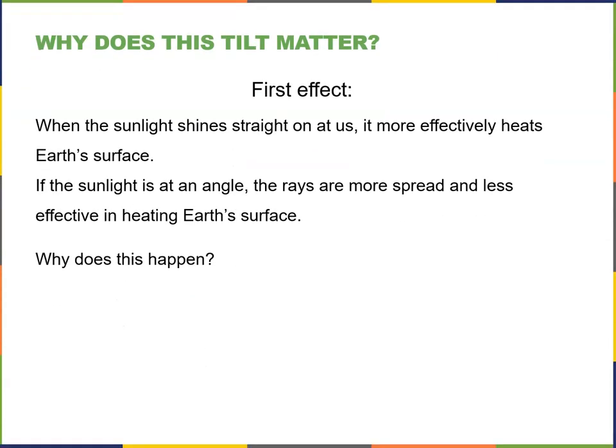But why does this tilt matter? The first effect we witness of this tilt is the effectiveness of the sun's rays in heating Earth. When these rays are on an angle, they are less effective in heating. When the rays shine directly onto Earth, they are more effective in heating, giving us hotter weather.